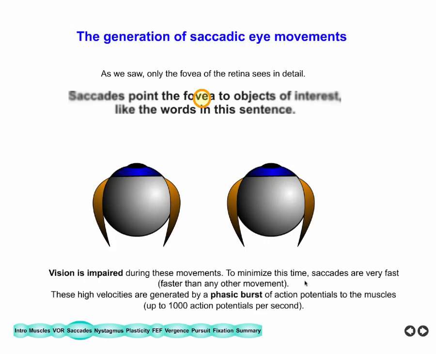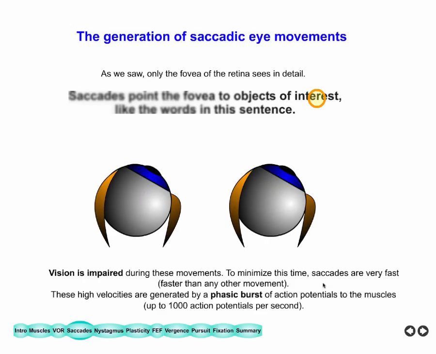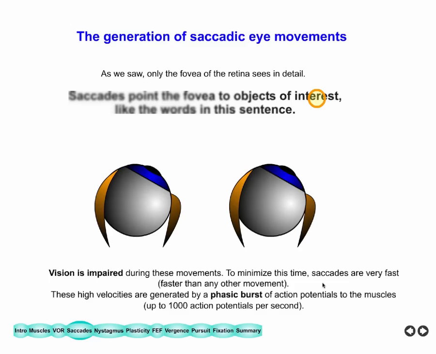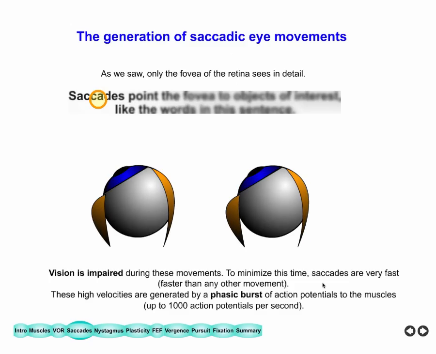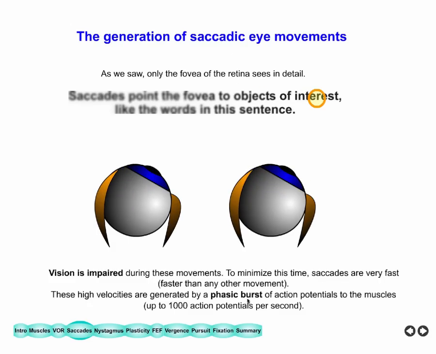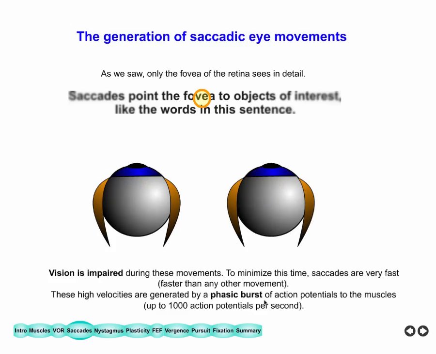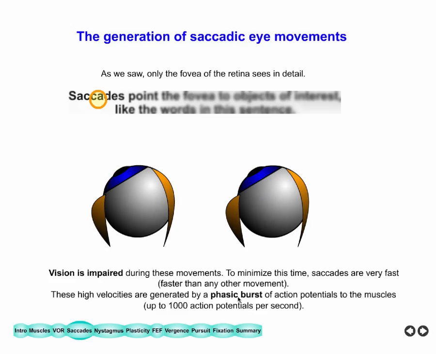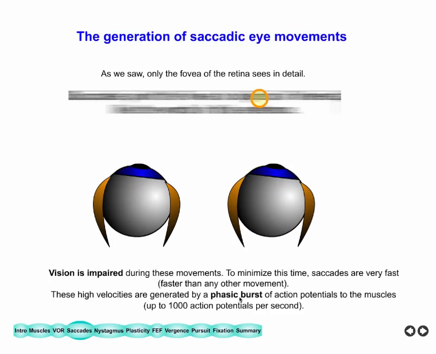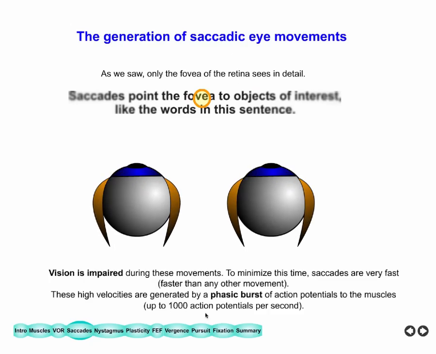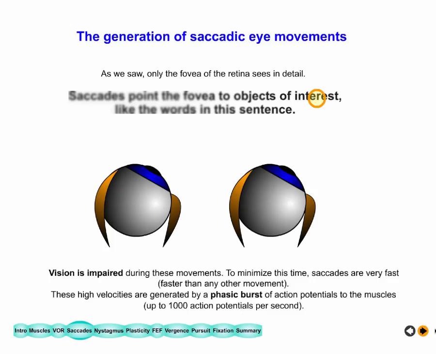So to minimize the time everything's blurred, you make these movements really, really fast. That has survival value. Nothing can sneak up on you while you're making an eye movement. And you do this by a phasic burst of action potentials. By phasic, I mean something that happens only for a brief time. And you're producing something like 1,000 action potentials per second to do that.